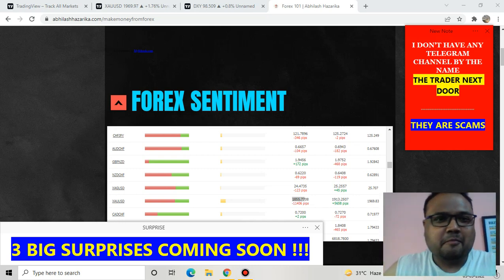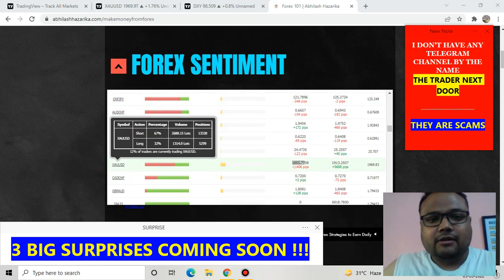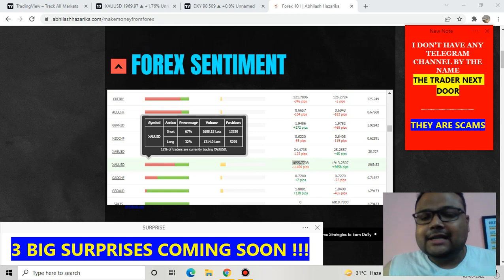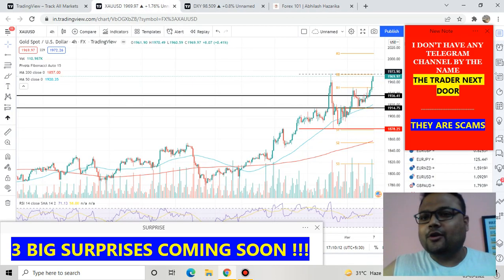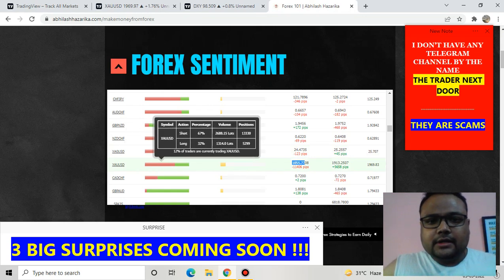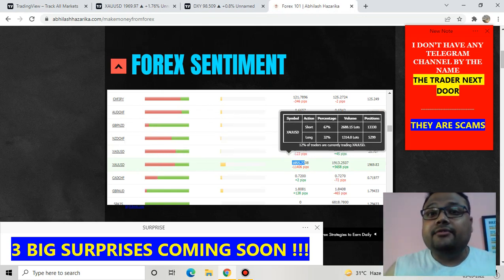So let's get started. At first, let's look at the forex sentiment meter, and here is our beloved gold. As you can see, 67% of retail traders are still on the sell side and only 32% are on the buy side. And as we all know what is going on with gold. Gold is right now standing at almost 1970 level. And here you can see that the average selling price is 1855 and right now gold is at 1970 level.